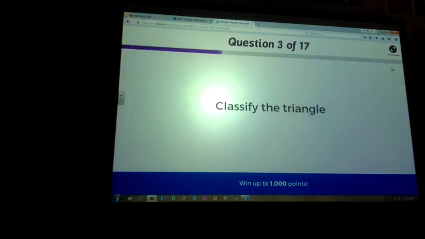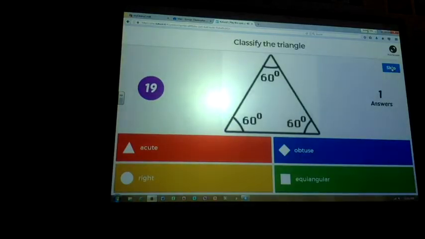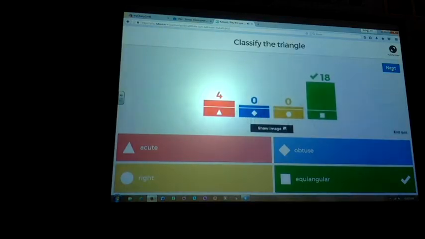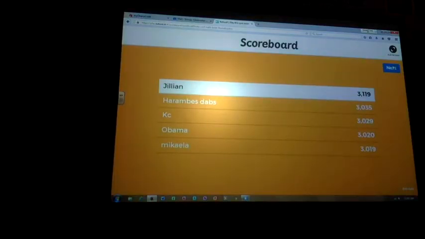Classify the triangle. Yes! It's not cute. Oh my god. It's equal angles. Oh, some of you, 4 of you thought it cute. Which technically you're kind of right, but they're the same size. Second place, let's go!